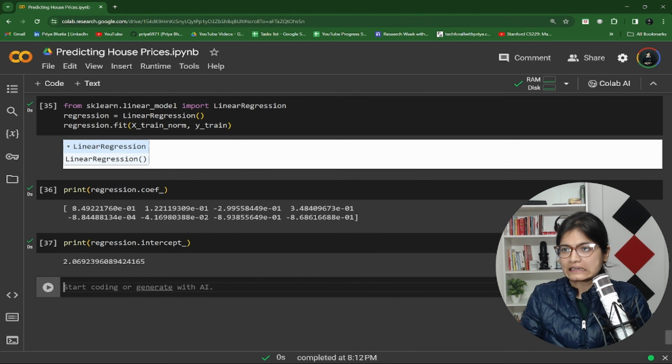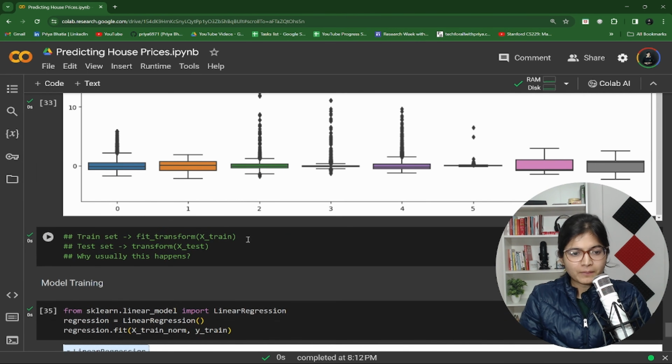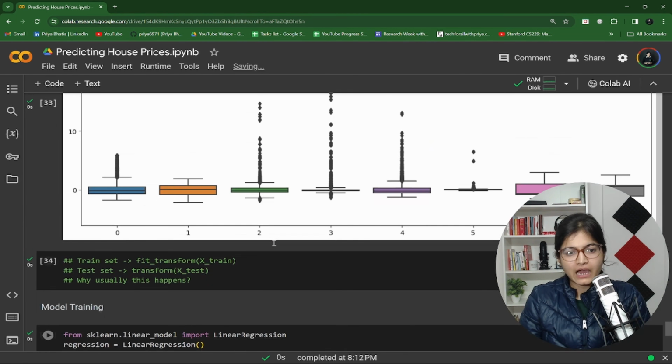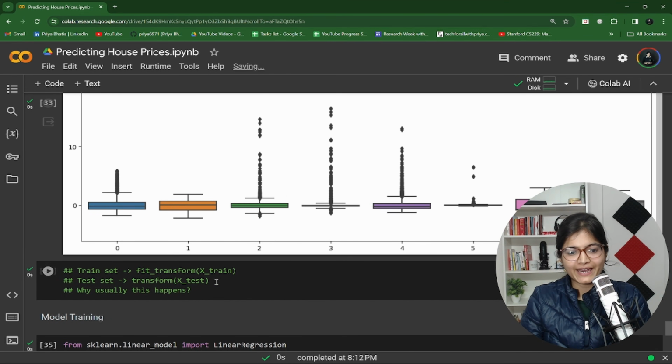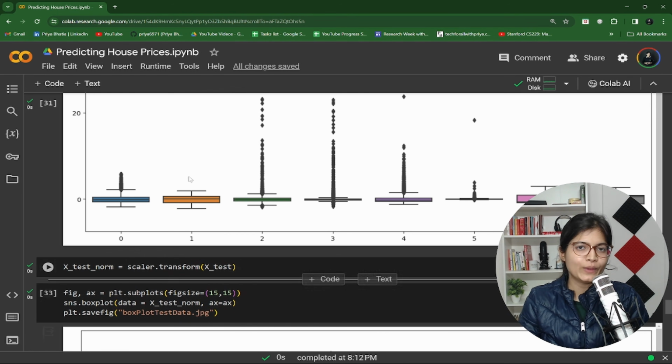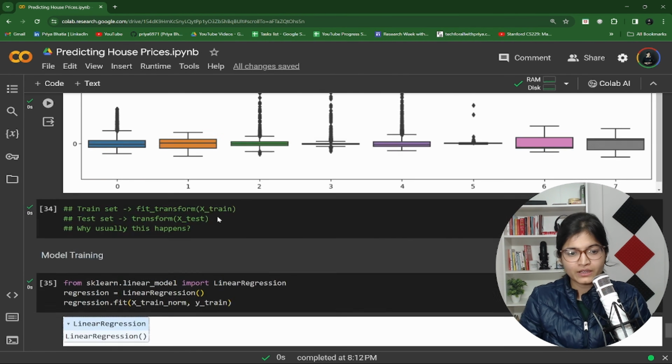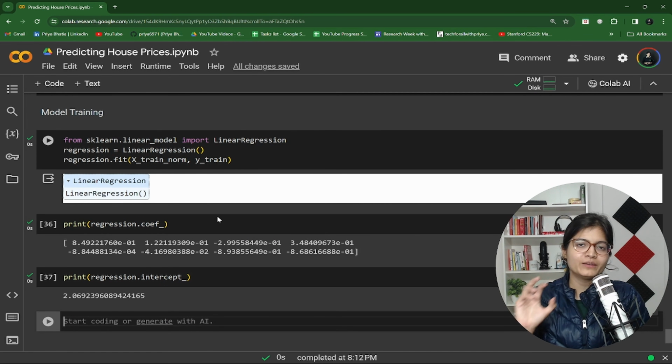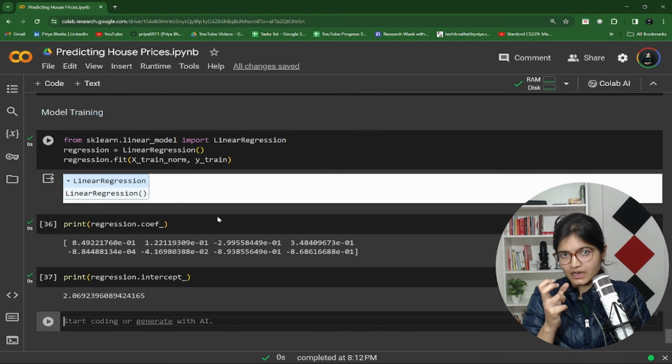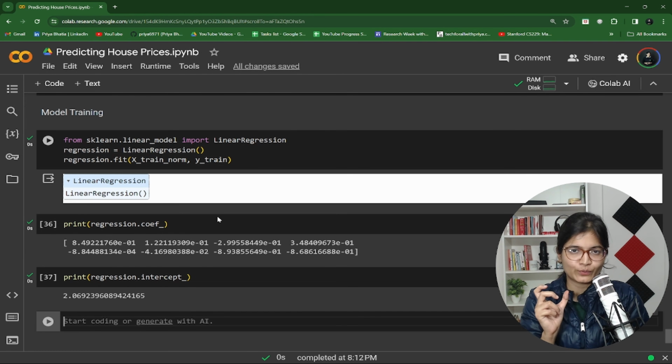I hope it is clearly visible to each and every one. So this is all about the model training, which is done. Now in the next upcoming session, we will try to see how we can do the model prediction. We will try to see how we will be able to predict our data, meaning the price of the house, given the testing set that we have, right?